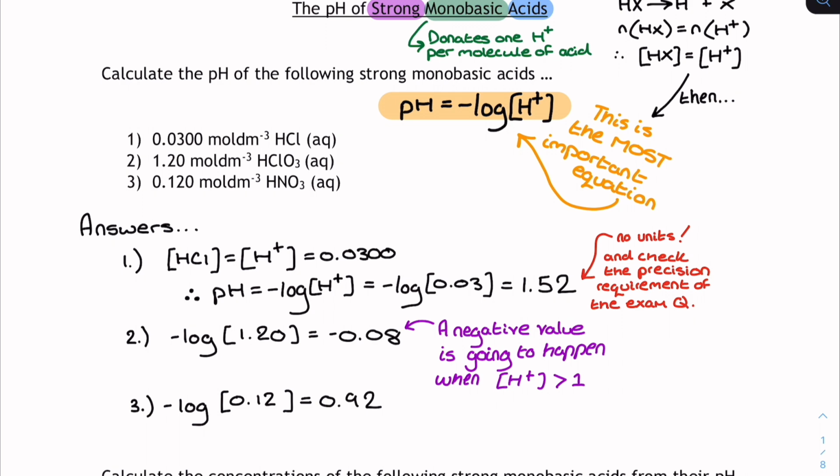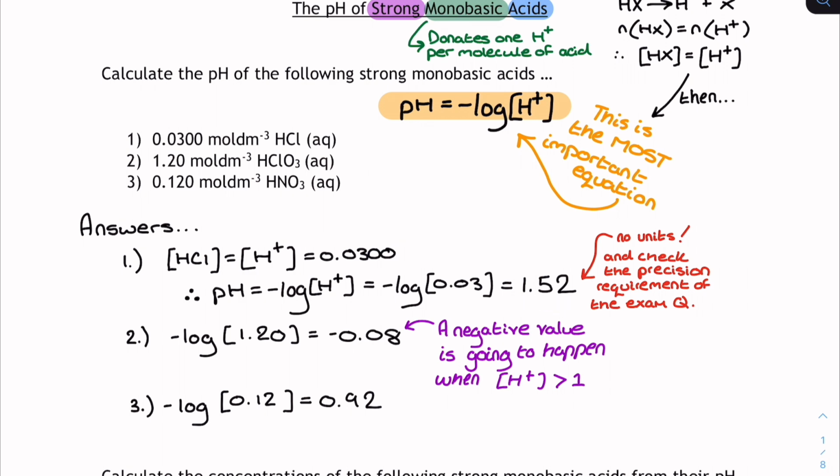For the HCl in question 1, you can see my discussion just here mentions, just as I described a moment ago, the concentration of the HCl is equal to the concentration of the H+ ion, so therefore I'm using that value from the question as my H+ ion concentration, 0.03. I then do pH equals minus log of the H+ ion concentration, and I get a pH of 1.52.